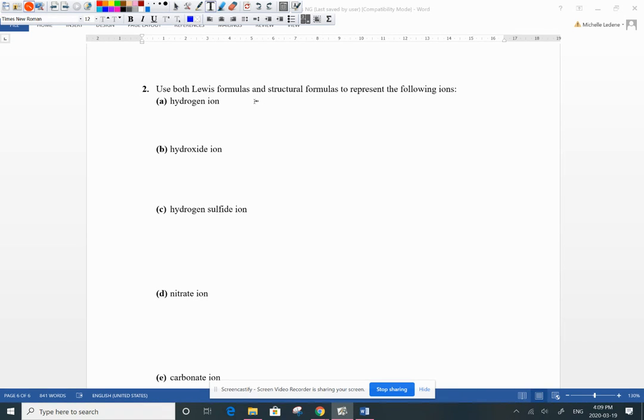So here's the deal. I'm still working along in the molecular elements and compounds notes guide. I'm on question 2, and here we're looking at ions. Now here's an additional rule that we have to do for ions.